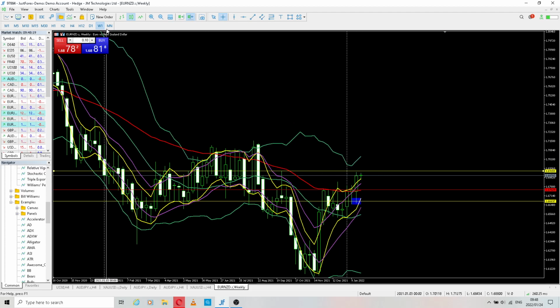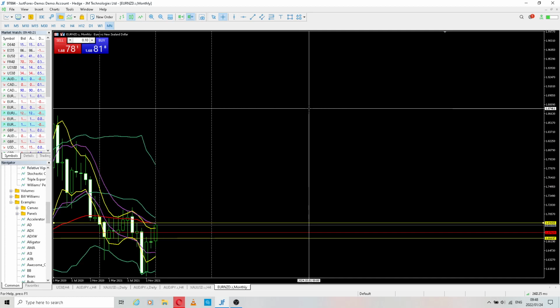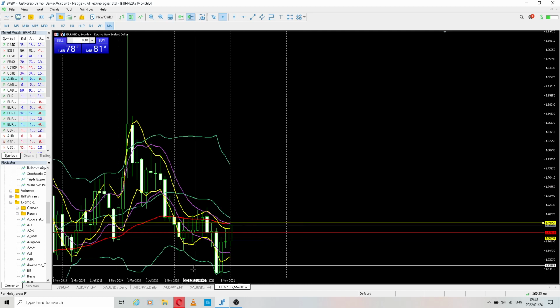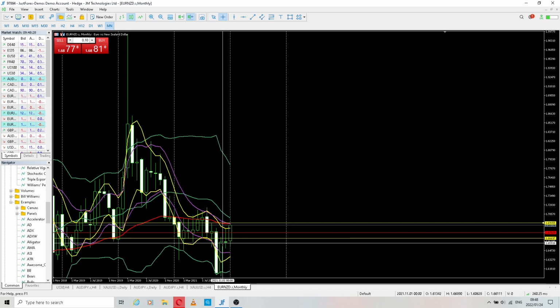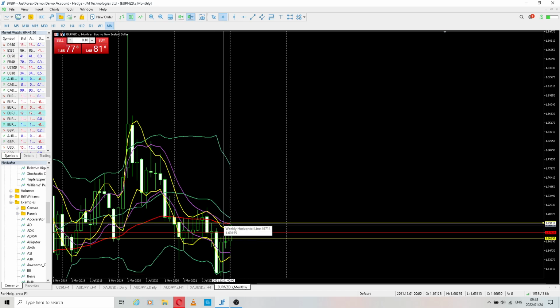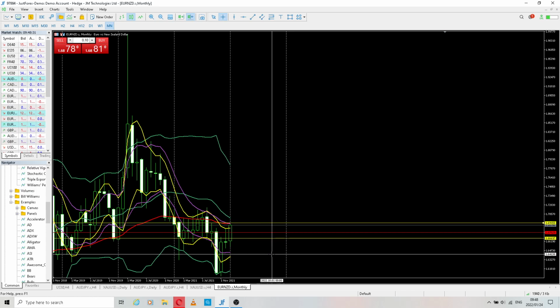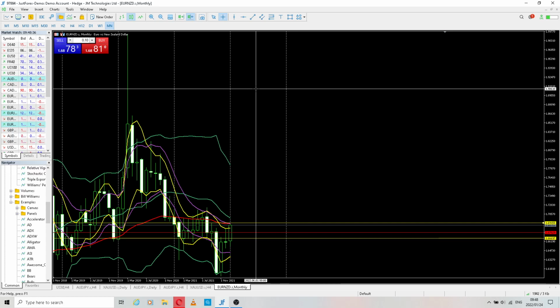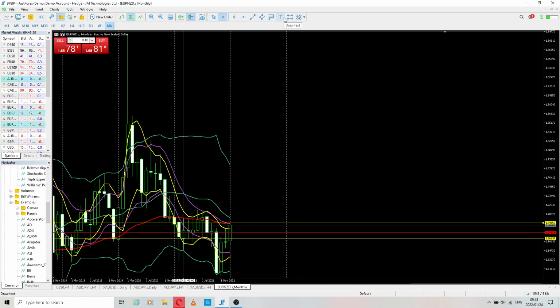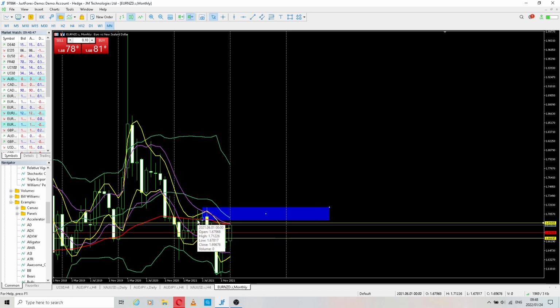So let's just go to monthly and see what monthly is saying to us. On monthly, guys, as you can see, we have an extreme there, then we have a re-entry which is going to happen there, and we have a zone right there, guys. This is a very big zone. So we have a re-entry.